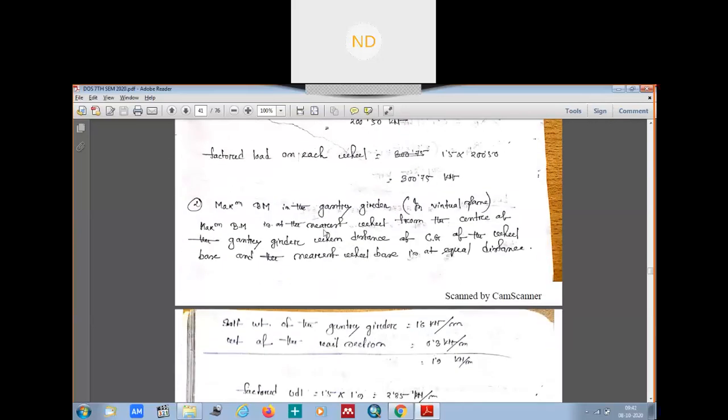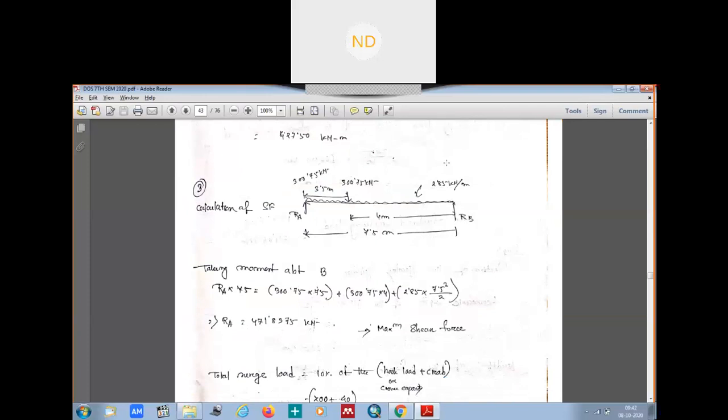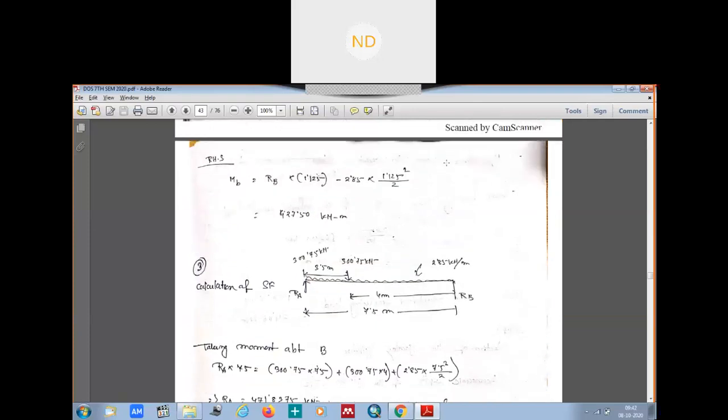Now we can find out the factored load, obviously. So the factored load on each wheel now is 1.5 into this wheel load, after considering the impact. So the factored load will be 1.5 into this much. Now we can also calculate the bending moment I talked about, and also the shear force you can calculate here. Let us calculate the bending moment first.